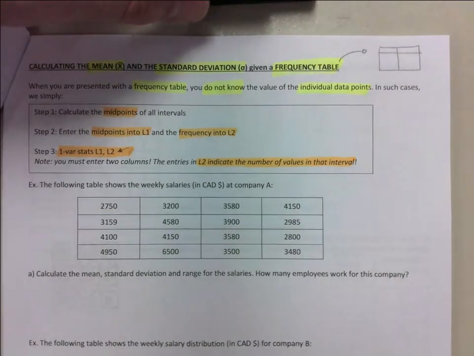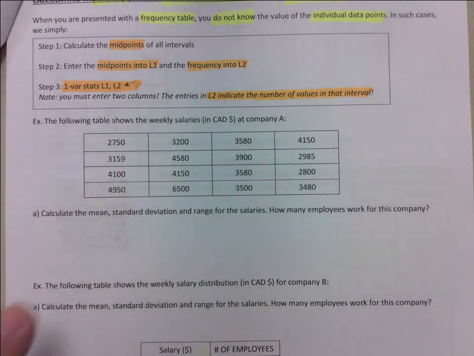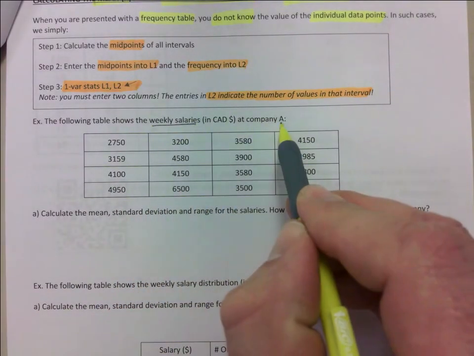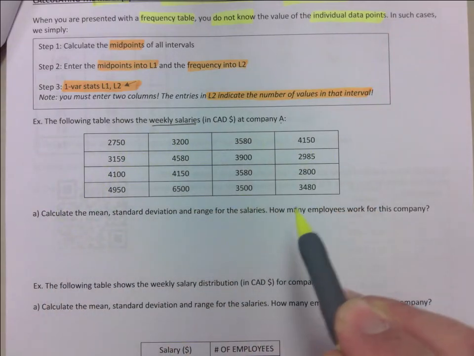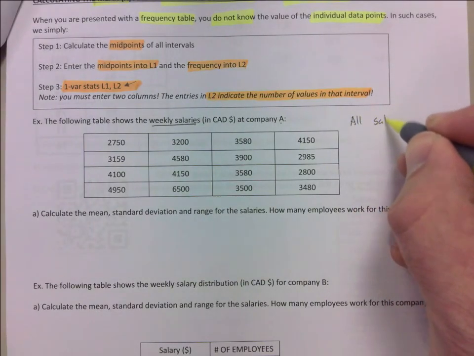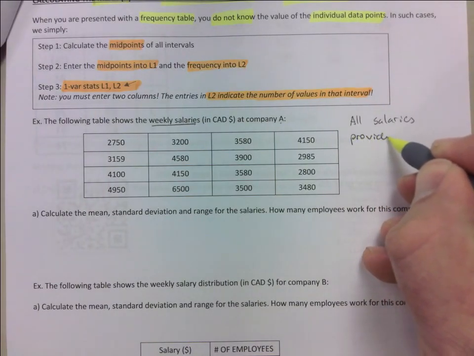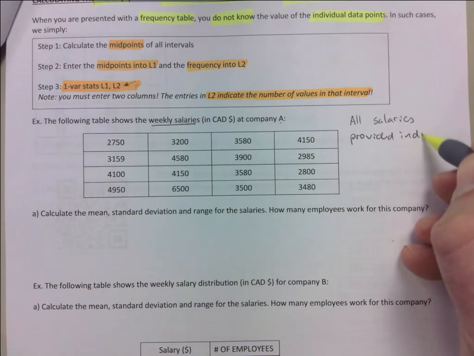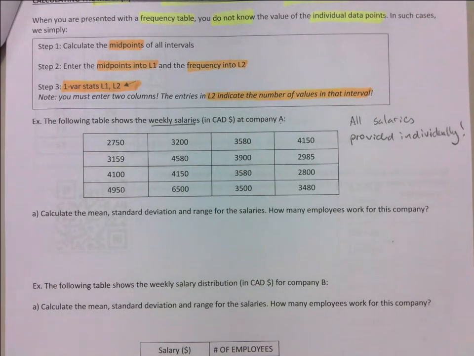Here it is. This one you already know how to do. So let's say the following table shows the weekly salaries at a company, company A. So you just have them individually mentioned, okay? All salaries provided individually. You got to make sure you understand that, okay? We know how to do that.